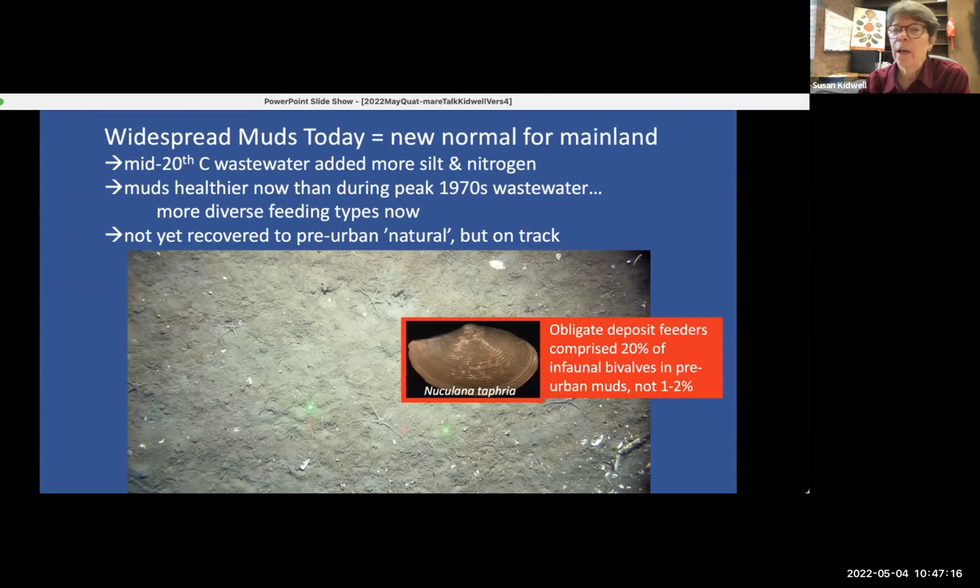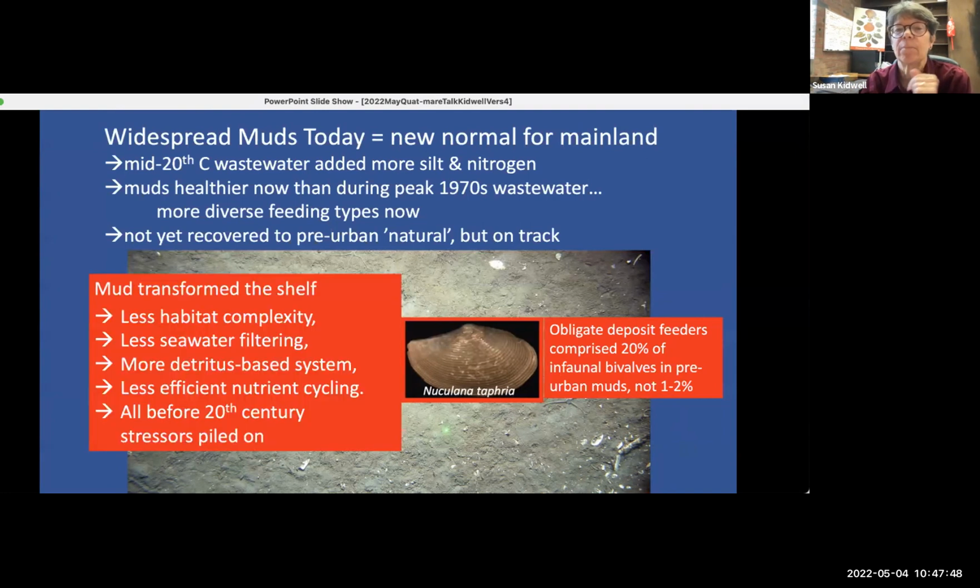The muds are healthier now than they were in the 1970s, when we had peak output of nutrients and solid sediment from wastewater. They're more diverse feeders than the biologists documented in the 1970s. But they clearly have not yet recovered. They're on track, but they haven't recovered. And we know from our pre-Cal death assemblages that, for example, obligate deposit feeders should constitute around 20% of the diverse mud community, not just the 1 to 2% that we find today. Okay, so this was indeed a real ecosystem collapse.